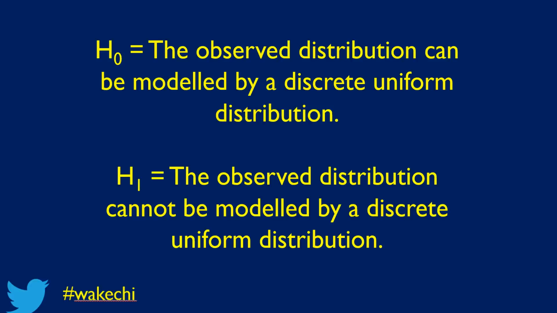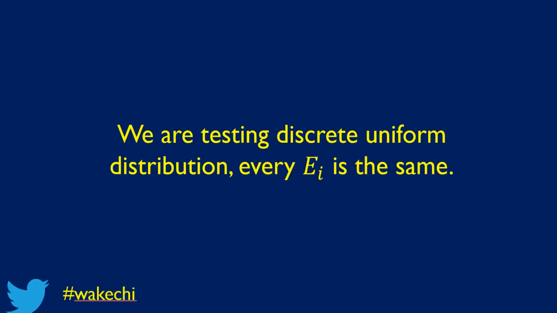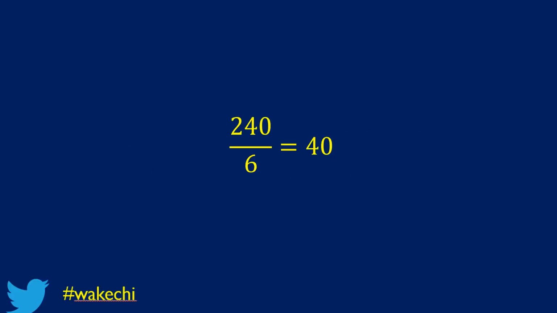Because when you roll a die, if it's not biased, you expect to get the same distribution for each number. So if H0 is true, what are our expected values for each variable? Remember, we're testing discrete uniform, so every expected value has to be the same. We've rolled the die 240 times, so if there's an equal chance of getting every outcome, you expect to get 40 ones, 40 twos, etc. So EI is going to be 40.